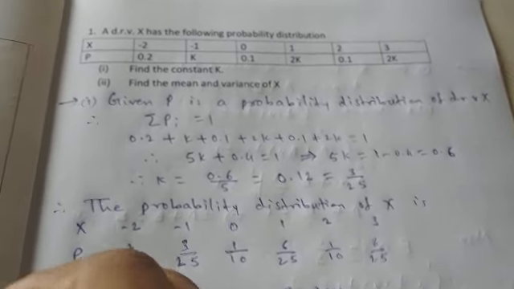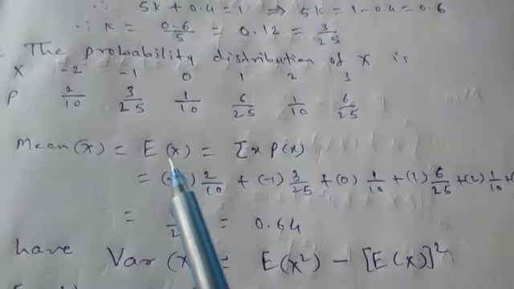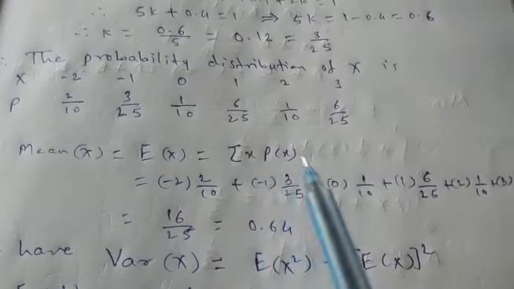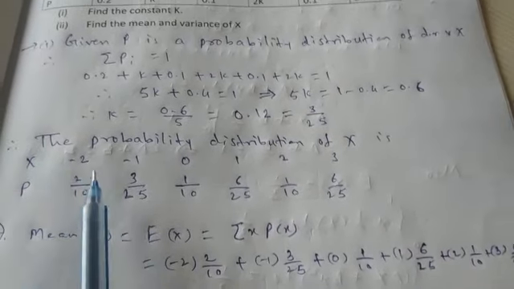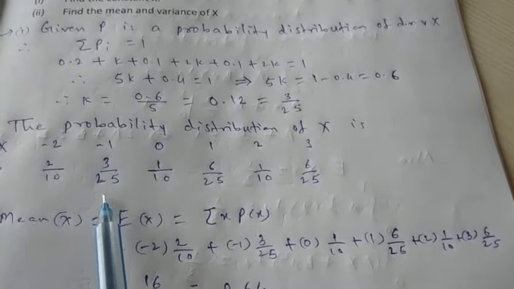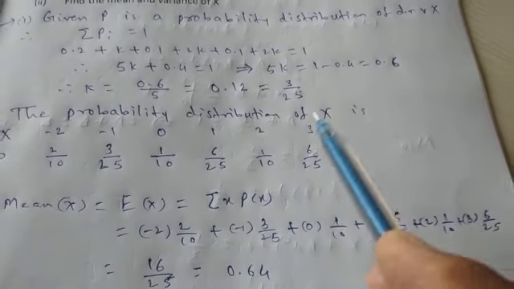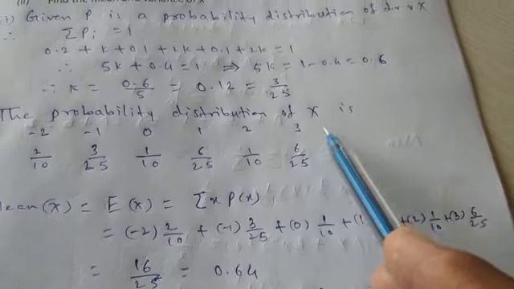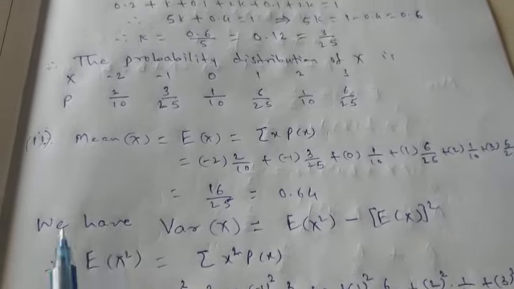Second part, we have to find out the mean and variance of x. By the definition of mean, E of x is summation of x into P of x. So minus 2 into 2 by 10 plus minus 1 into 3 by 25 plus 0 into 1 by 10 plus 1 into 6 by 25 plus 2 into 1 by 10 plus 3 into 6 by 25. So the summation is 16 by 25, which is 0.64.